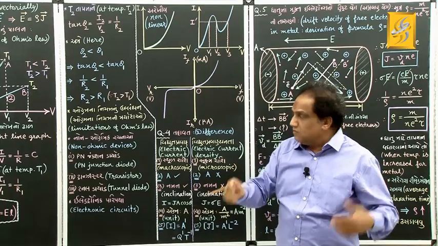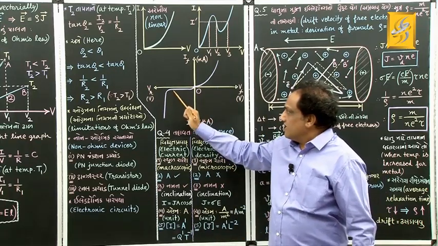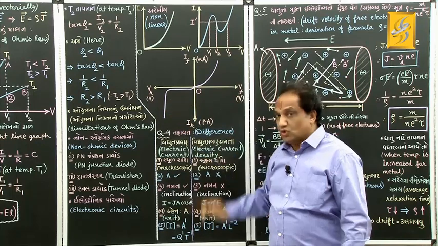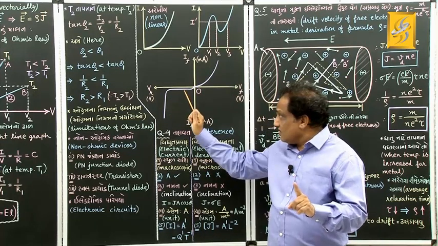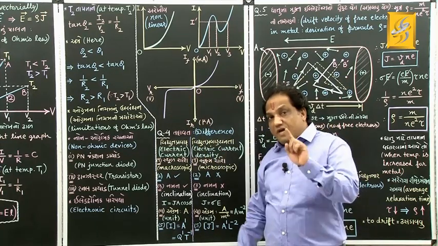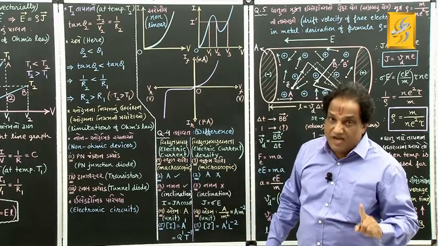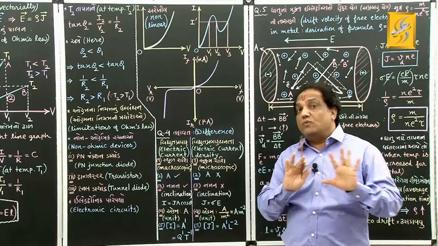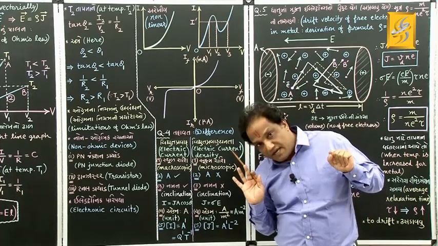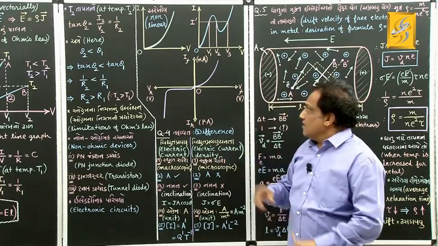Then you may argue, what about these parts? They are straight line graphs. That is true. But for this straight line graph, I is not proportional to V. I is not proportional to V. If I is not proportional to V, then again Ohm's law is not obeyed. Correct? And one more thing.